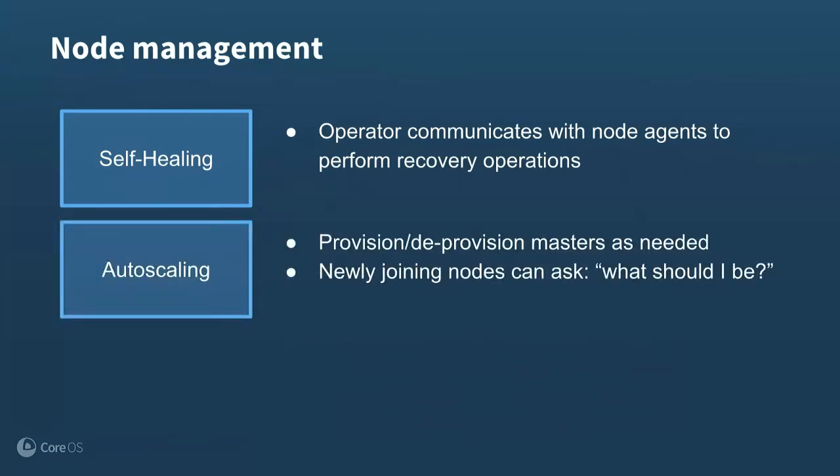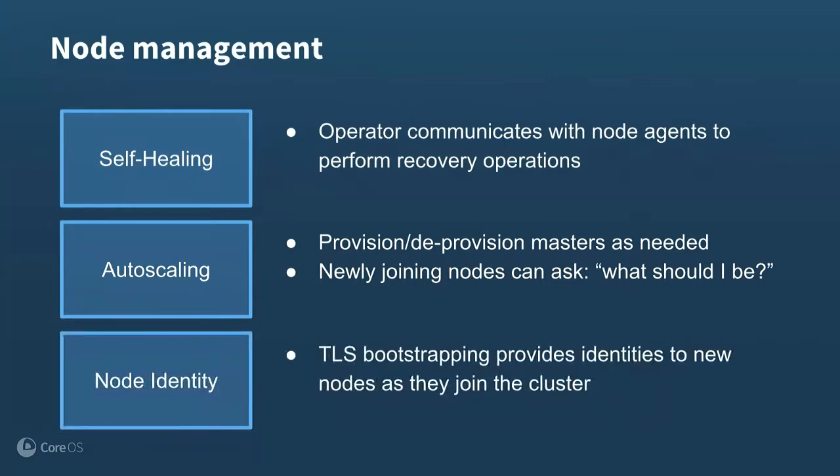Next is autoscaling. As I touched on at the beginning of my talk, we can provision and deprovision masters as needed by just changing labels. So something that newly joining nodes can ask when we provision hardware is, what should I be? Do we need another master? Do we need another worker? And since, by the dynamic nature of nodes in a self-hosted world, we can accomplish this very easily.